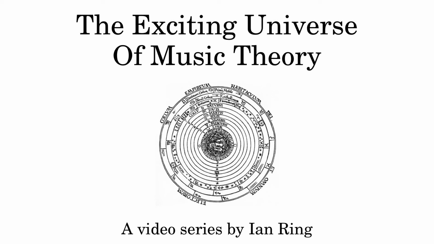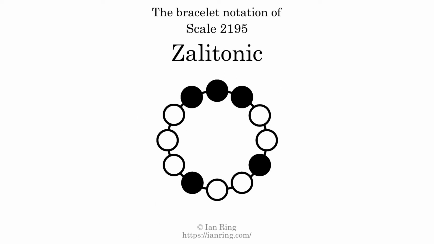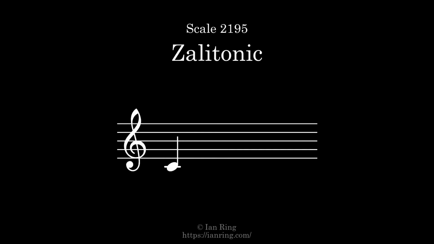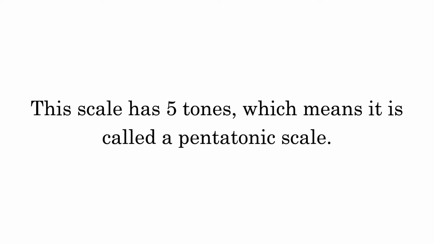Welcome to the exciting universe of music theory. Are you ready to learn? Then let's begin. Today we will talk about Scale 2195, Zalitonic, which sounds like this. This scale has 5 tones, which means it is called a pentatonic scale.